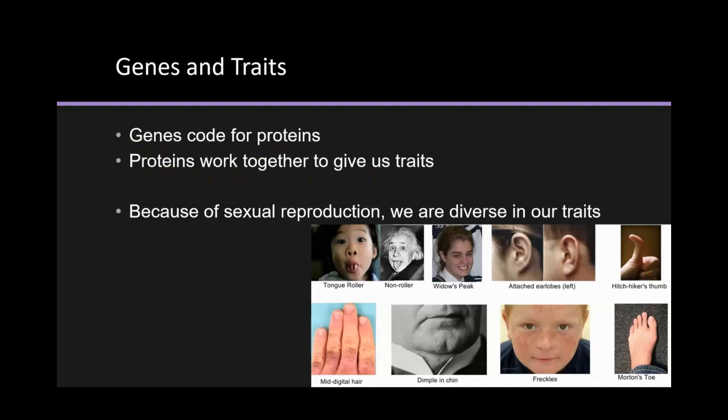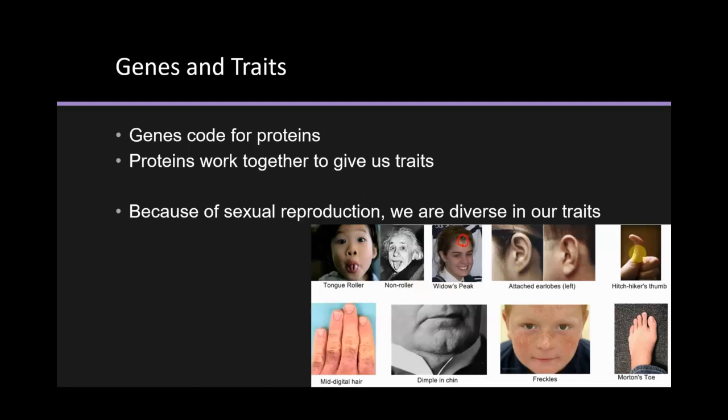So the fact that I'm 6'2" or 6'3" has nothing to do with one specific gene, but it's a combination of a number of different genes which are producing a number of different proteins which tell my cells to work in a specific way. And because of sexual reproduction, we are diverse in our traits. Some of you may be able to roll your tongues and some of you may not. That is a trait. Having a widow's peak, this part of the hair up here, is a trait. Some people have it, some people don't.